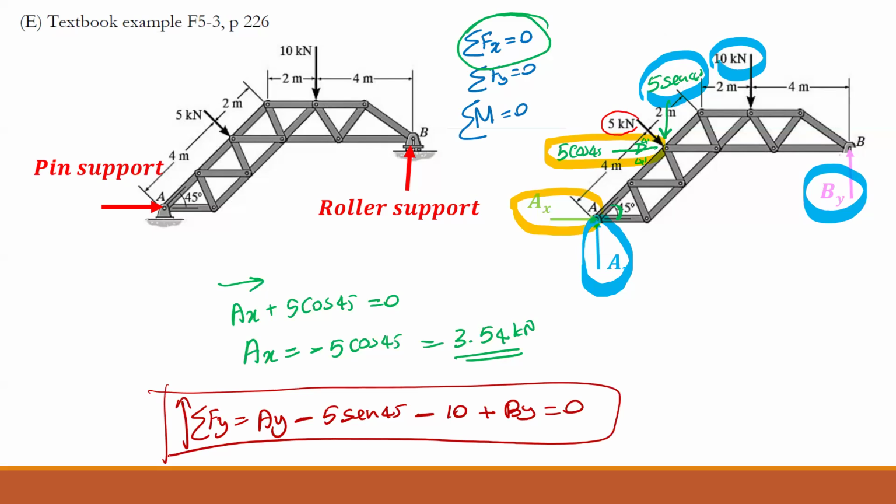So this is the equation we get when we consider all the forces in the y direction. We have two unknowns in this one, so we can't solve it as it is, but we can make Ay the subject. Ay equals 10 plus 5 sin 45, which is 13.54, minus By. So you can have a relationship between Ay and By like this. Is it clear?